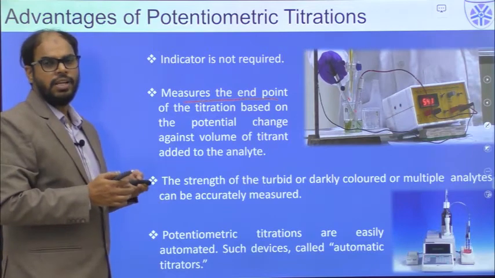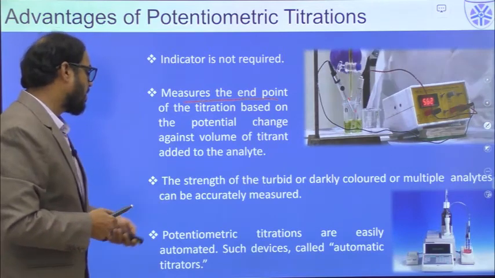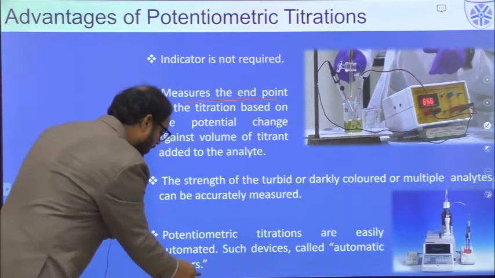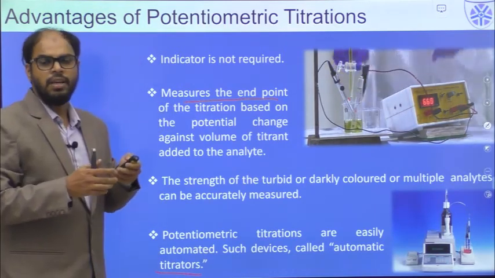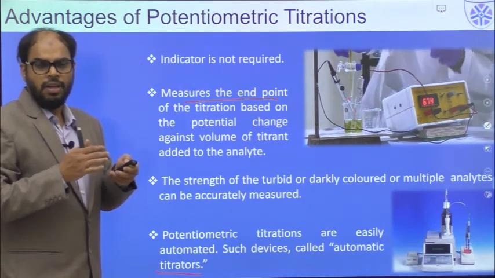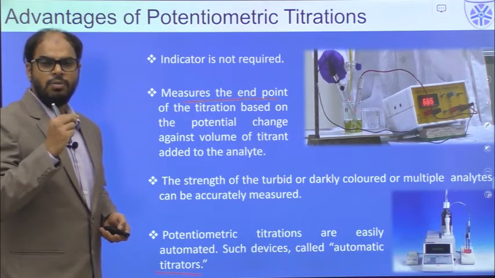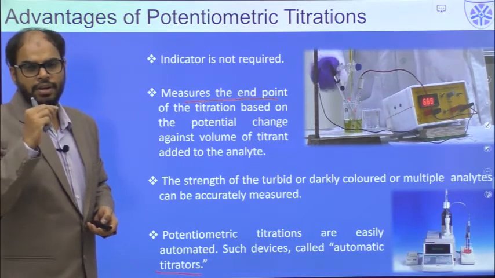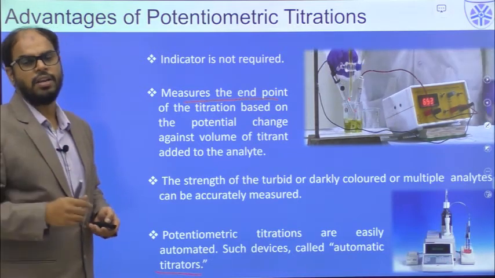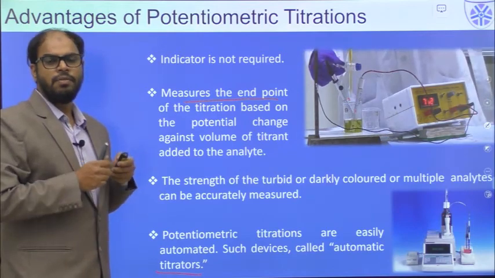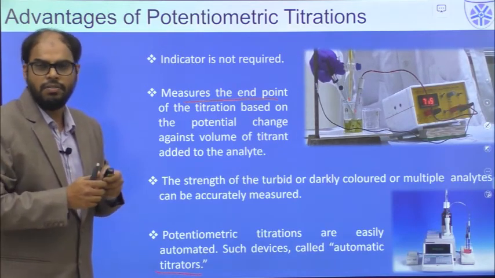So nowadays we are getting automated devices, and these automatic devices are called automatic titrators. We just have to manually fix a program where the system will add a required volume or a known volume of titrant to the analyte over periodic intervals. This is a very sophisticated method of finding out the concentration of the ion of interest for our study.